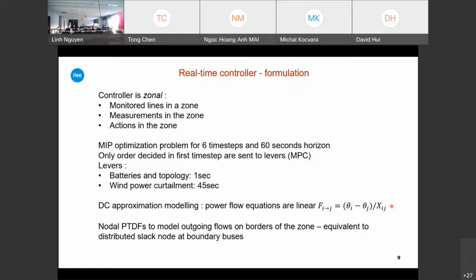Yes, I have a question. Is the DC running or AC? Are you modeling it? Yeah, so the power is AC power, and it's a DC approximation.